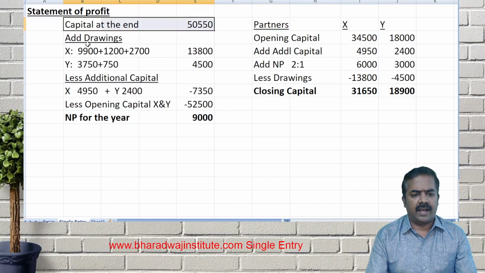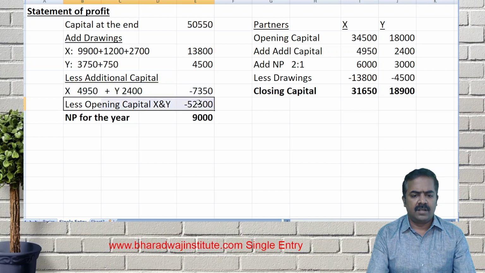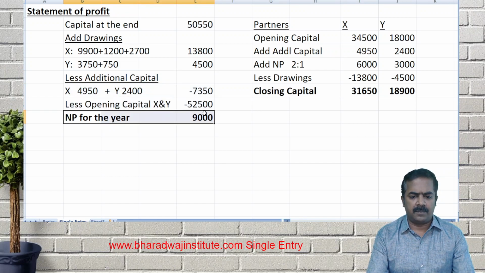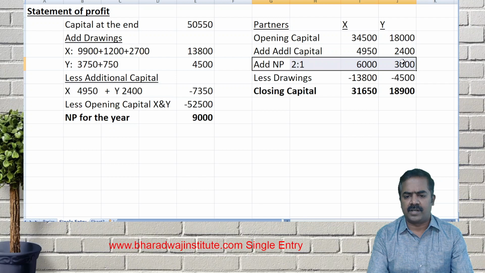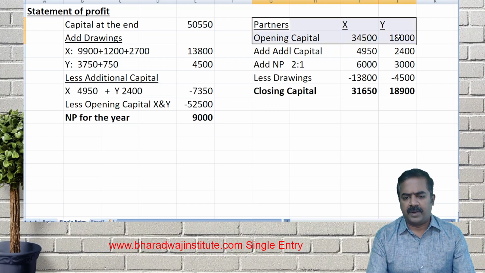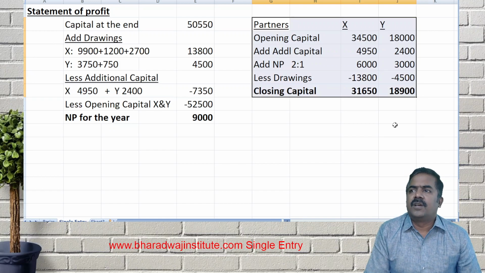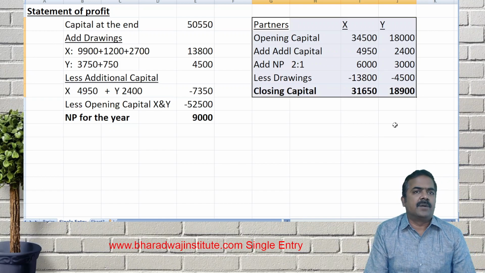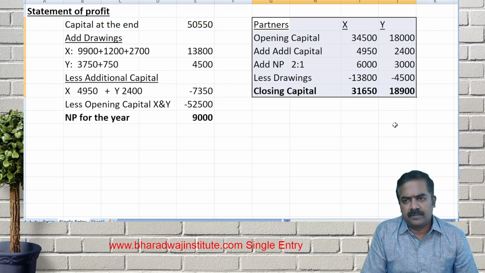Capital at the end, add back drawings of the partners, less additional capital of the partners, minus opening capital gives us the net profit for the year, that is shared in 2:1 ratio. So opening capital plus additional capital plus net profit minus drawings gives us closing capital, that we verify comes to 50,550.